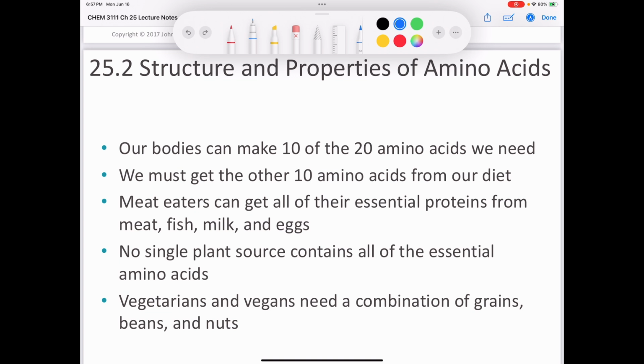I know that that's not true. Sometimes I'll have a student who will raise their hand and say, that's not true. Soy has all of the amino acids in it. So I know that's not entirely true, but vegetarians do have to be a little bit more careful maybe about their diet to make sure they get the right combination of food so that they get all the necessary amino acids.